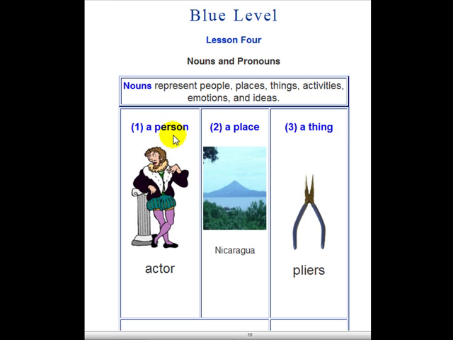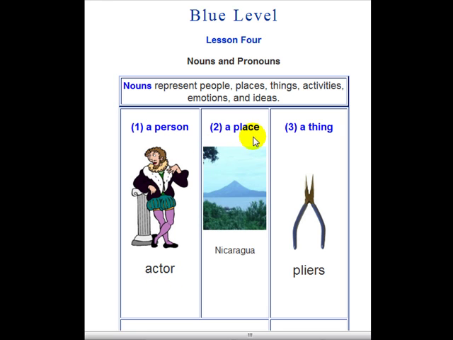A person. Now here we have an article in front of it, and it's saying a person, meaning it is no particular person. A represents or indicates that this is a non-particular type of thing. In this case, a person. Okay, and this person is an actor.